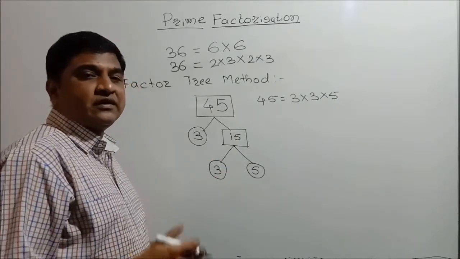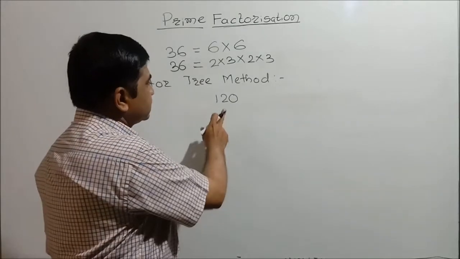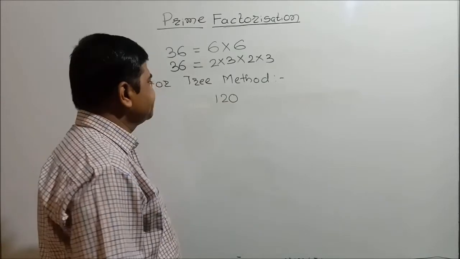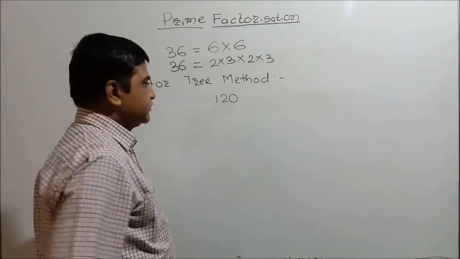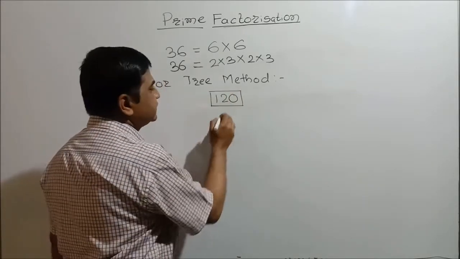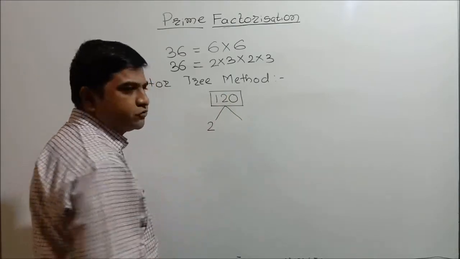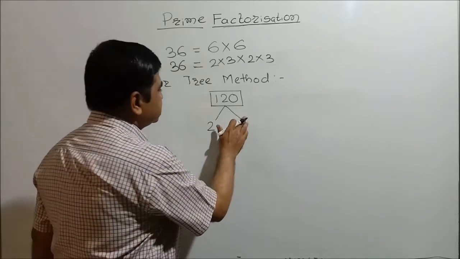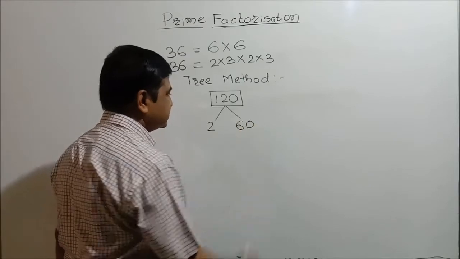Let us take an example of one more number, 120. Number 120 being 0 at ones place, it's an even number and can be divided by 2. So it's a composite number, so I'm going to put it in a box. Then I will start dividing it with 2, the smallest prime number. When I divide 120 by 2, I will get the quotient as 60.